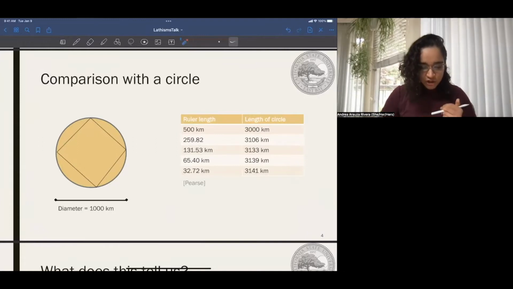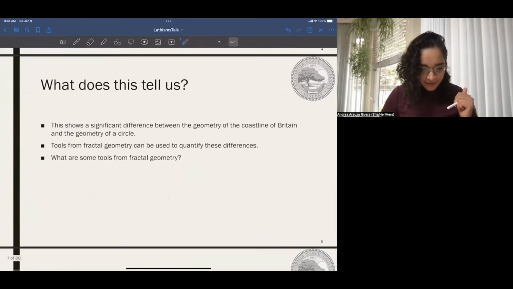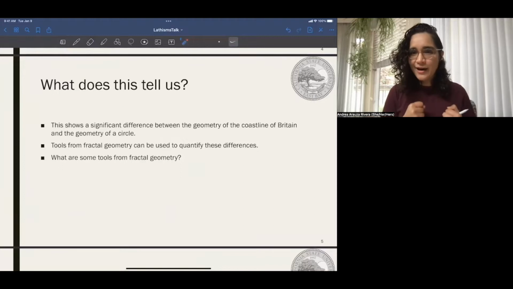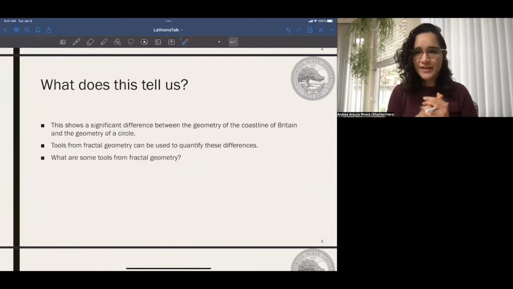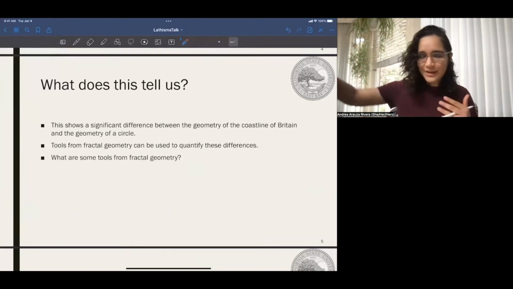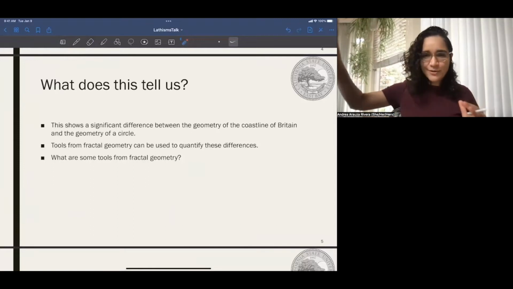Okay. So what does this tell us, right? What did this comparison tell us? Well, for example, one thing is that it shows us a significant difference between the geometry of the coastline of Britain and the geometry of the circle, right? We can see very different things happening. Fractal geometry is really the embracing of these strange examples that have these fractal properties, right? I think for a long time, people sort of ignored these examples, these sets with some strange properties. They just ignored them as some pathological counterexample to a nice theorem that just causes trouble.